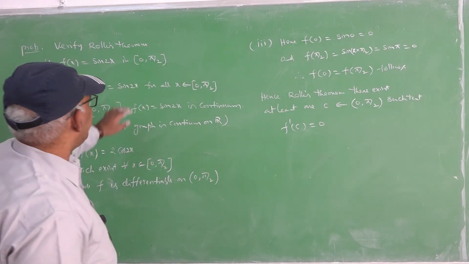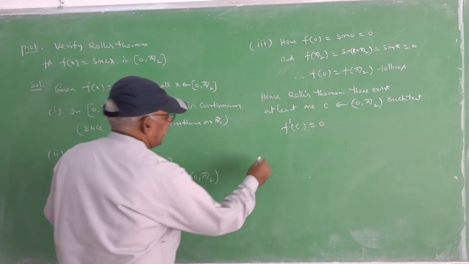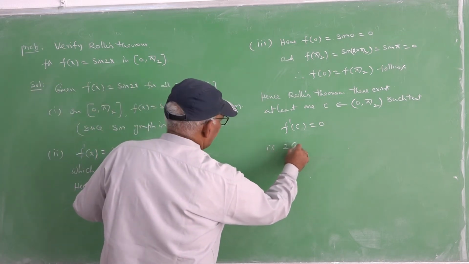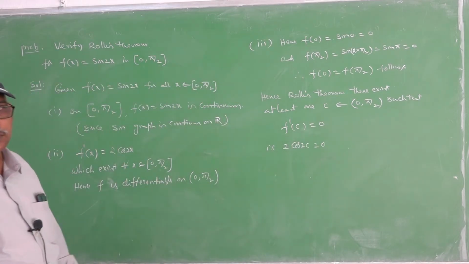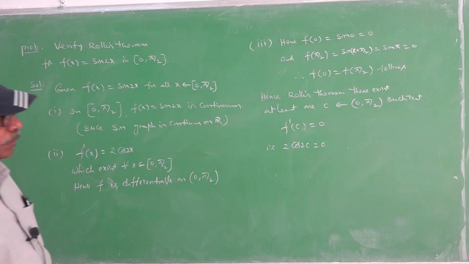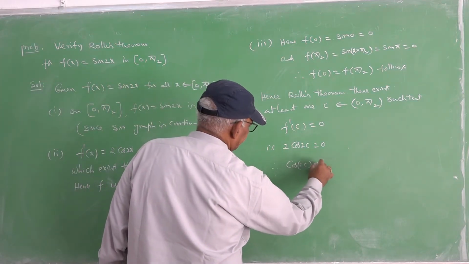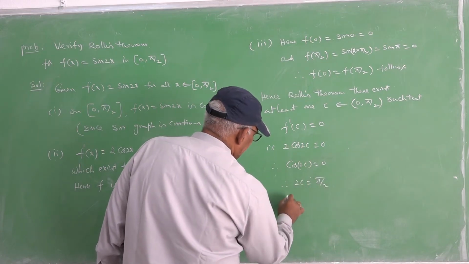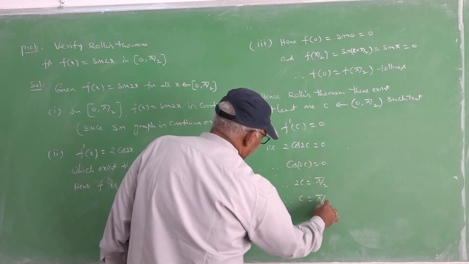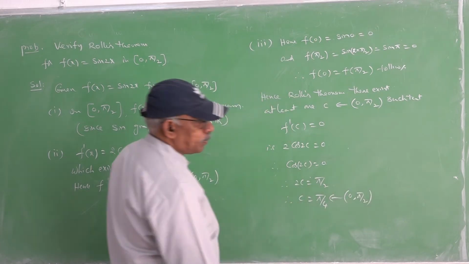What is f dash C? Clearly f dash C is 2 cos 2C, which is 0. 2 cos 2C is equal to 0. So therefore cos 2C is 0. Therefore 2C takes the value pi by 2. Therefore C takes the value pi by 4, which belongs to 0 comma pi by 2.